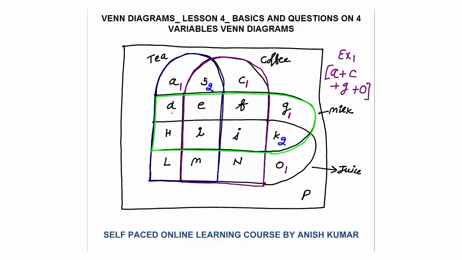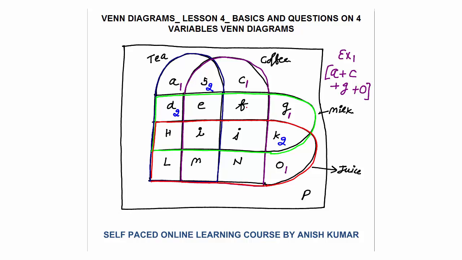Look at this D. D are the number of people who drink only 2 drinks, that is tea and milk, because this D comes in the circle of tea and milk. Look at the diagram carefully. D is outside the circle of coffee, that is the brown circle, and D is also outside the circle of juice. I will make some color for the juice circle. Let me make this color red.